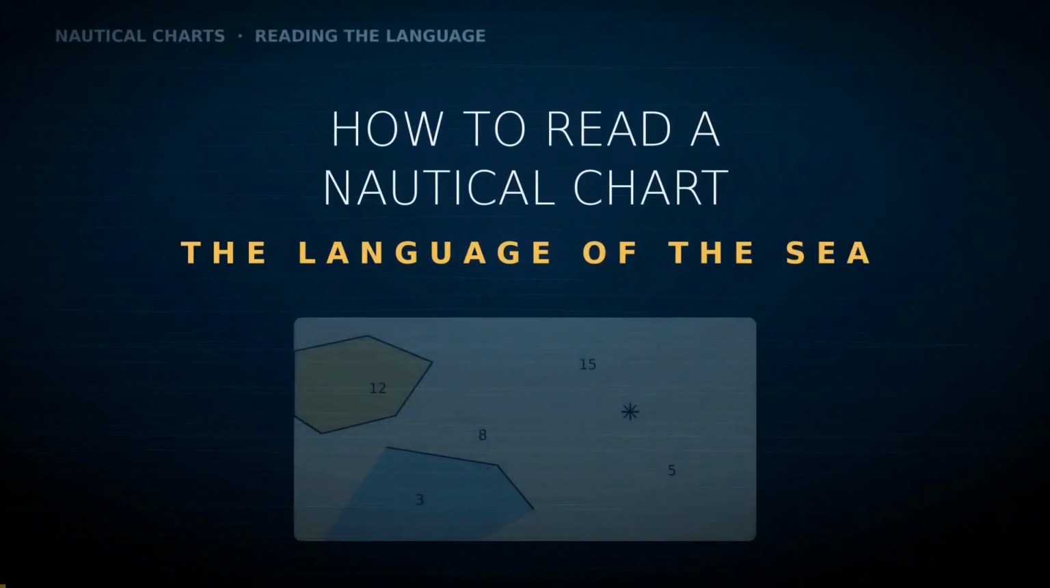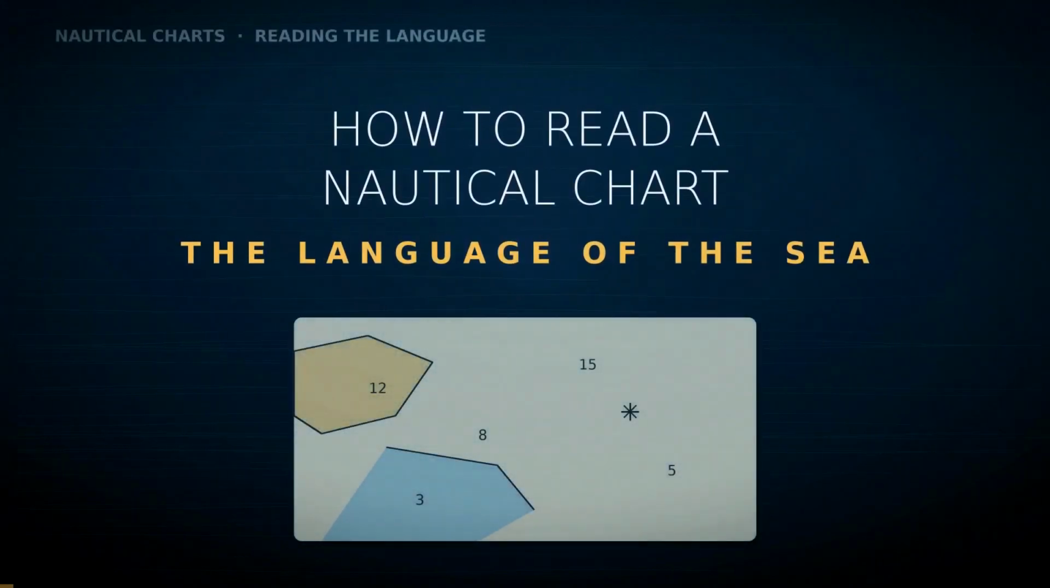A nautical chart looks like a wall of numbers and cryptic symbols until someone shows you the system. Then it becomes the most information-dense document you will ever use. Every number a depth, every symbol a warning, every line a promise about what is under your keel.